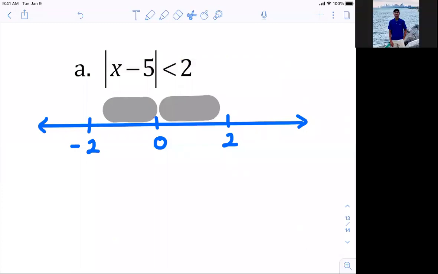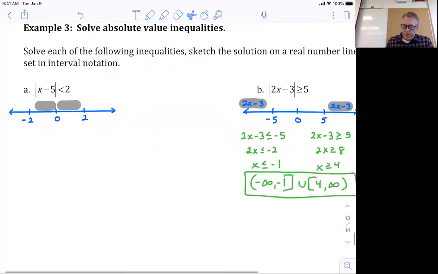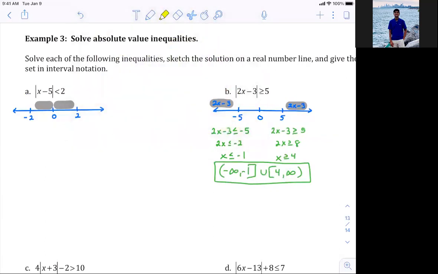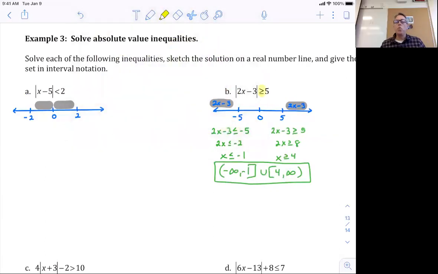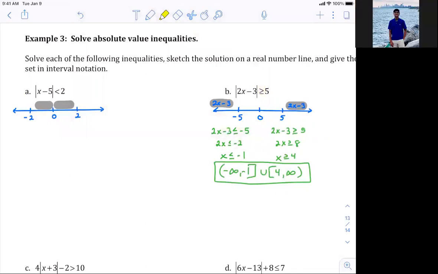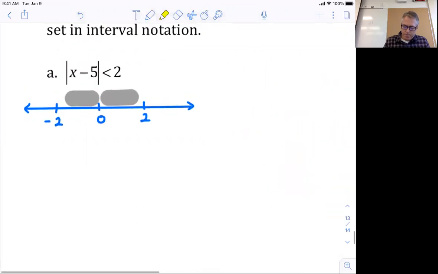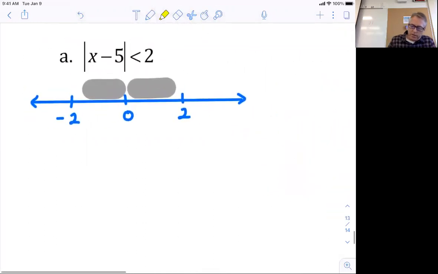Wait, why is it there when last time it was on the outsides? So the difference is last time this was a greater than, meaning we wanted distance more than that away. So if you went further from 0, you got to go further away. This means less than, so we want distances less than 2 units away. Okay? So yeah, you have to be really careful of that sign.